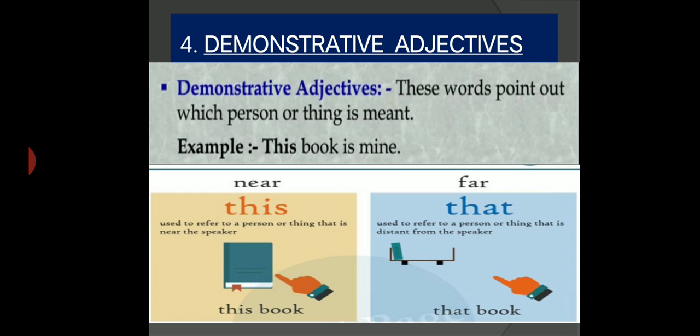Demonstrative adjectives क्या हैं? These words point out which person or thing is meant. ये persons और things को point out करते हैं. For example, this book is mine. That book is yours. Here, this and that are demonstrative adjectives. This is used for near things, and that is used for things which are far away.